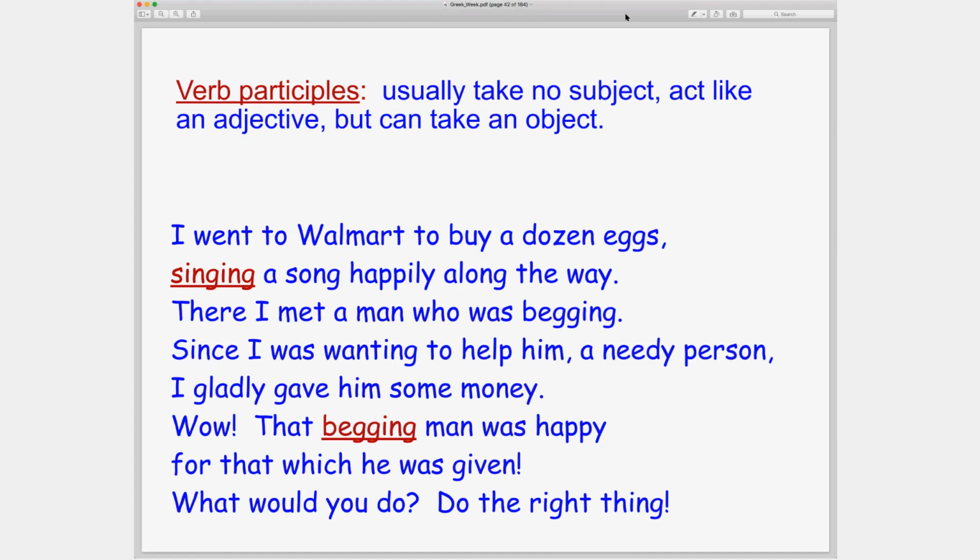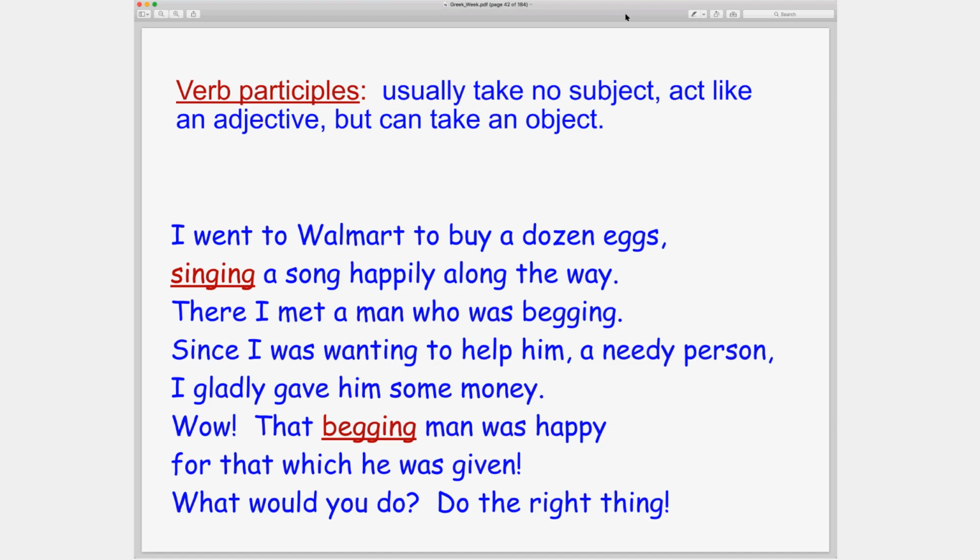Okay, so I went to Walmart to buy a dozen eggs. Singing. Sing is a verb. It does not have a subject. I didn't say I was singing. I just said singing. Singing. That begging man. So singing and begging are participles.